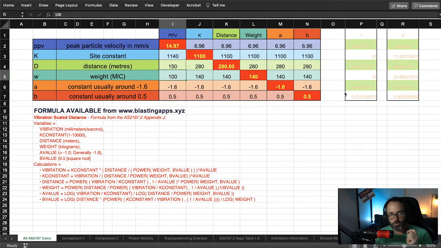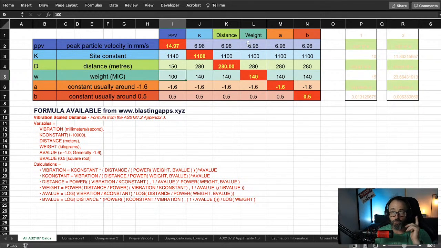My particle velocity is exponentially larger, and you can see that there. It's 14.97. Now it was only 4 before, so it's like 4 times the amount. Right. And this is what we need to understand about vibration: the closer you get, there are far more controls that you have to do. So you can use this to calculate anything you like.